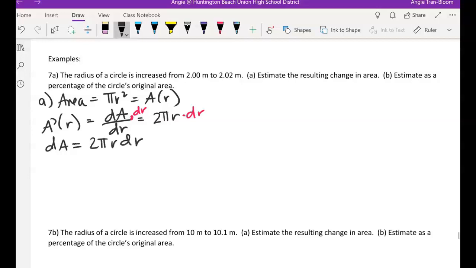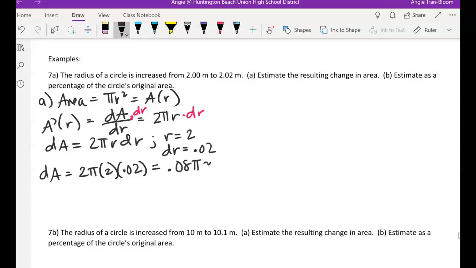Okay. Since they gave you radius is 2, we know the change in radius was 0.02, we can totally plug that in. So dA equals 2 pi times 2 times 0.02. We will crunch out that number, which is 0.08 pi, which is about 0.2513. I would take this exact, or I would take the approximation. Okay.